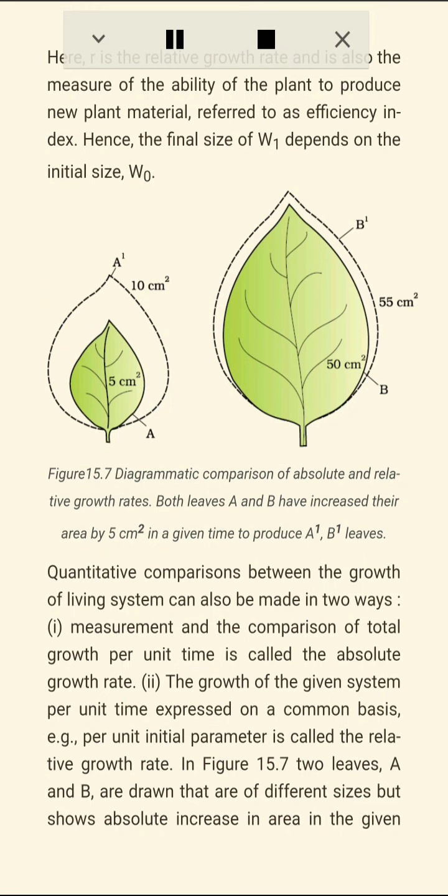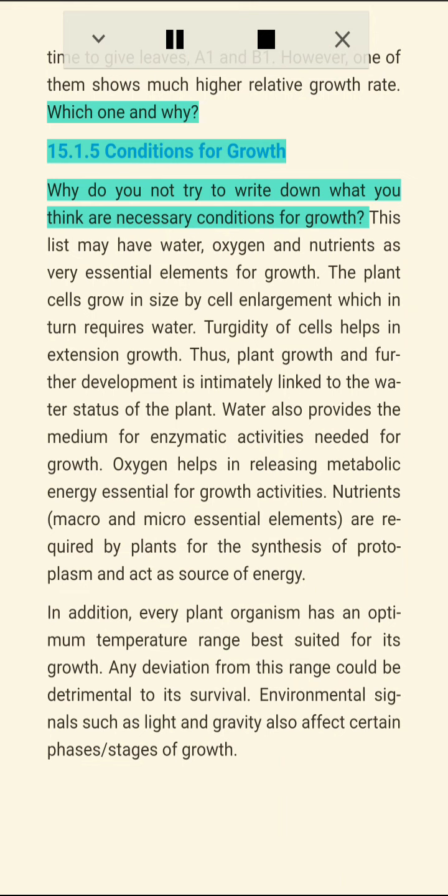In Figure 15.7, two leaves, A and B, are drawn that are of different sizes but show absolute increase in area in the given time to give leaves A1 and B1. However, one of them shows much higher relative growth rate. Which one and why? 15.1.5 Conditions for growth.